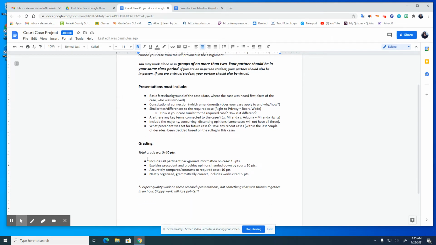So the grading, your project is going to be worth 40 points in total. So you need to include all of that background information on your case. You need to explain the precedent and provide the opinions, accurately compare and contrast to the required case, and it needs to be neatly organized, grammatically correct, and include a works cited page.